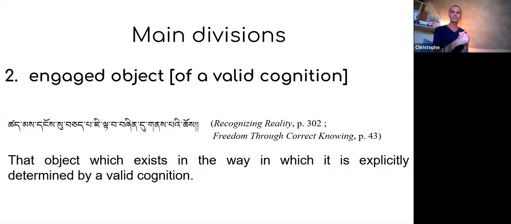I forgot to mention this book, which is very good as well. Okay, so that object which exists in the way in which it is explicitly determined by a valid cognition. Wow, mouthful definition. So it has to abide exactly the way it is realized by a valid cognition. It's not merely the appearance to the mind, but it's what the mind knows. So that's very different.